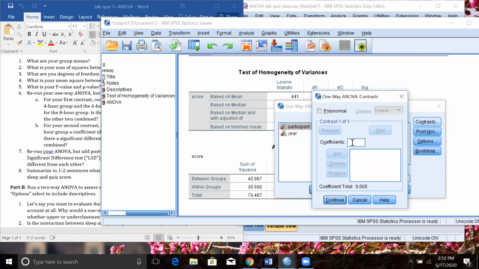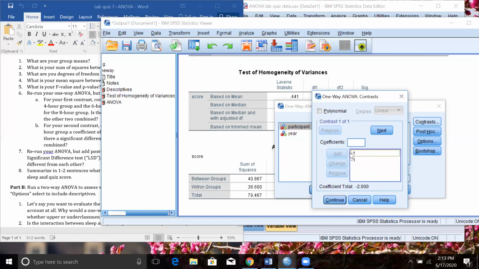So I'm just going to enter my coefficients in the order in which those levels are coded in SPSS. So since the 4-hour group is group 1, the first coefficient that I enter is going to be associated with that 4-hour group. The second coefficient is going to be associated with group 2, which is the 6-hour group. They're going to get a -1 as well.